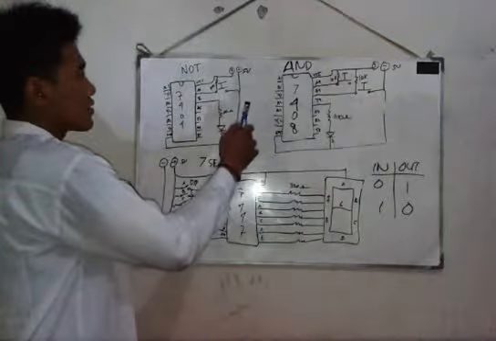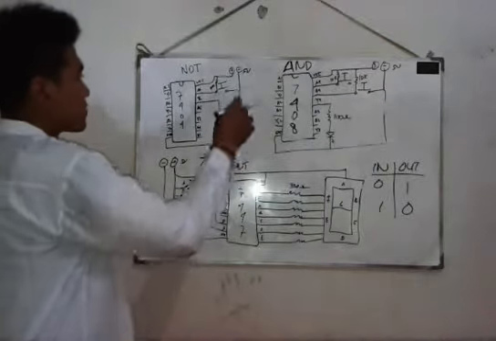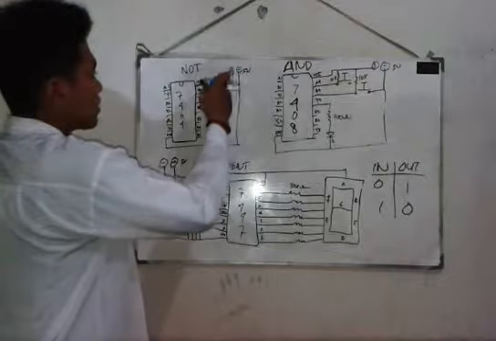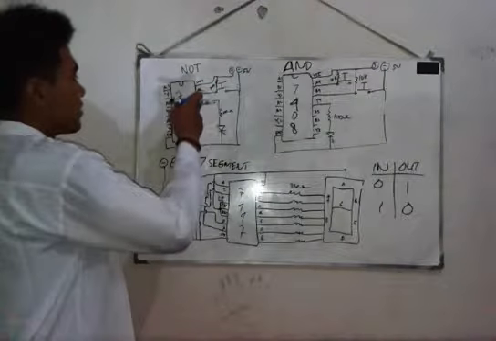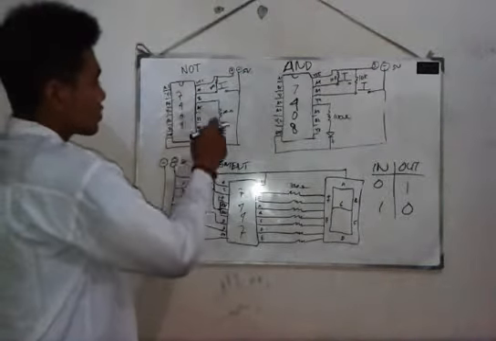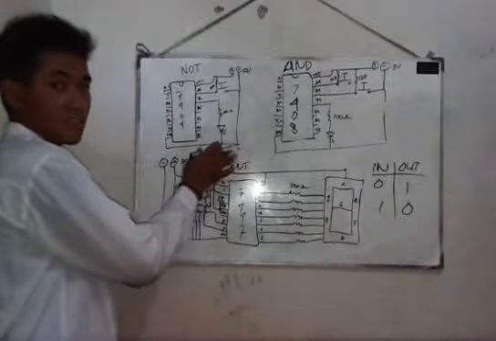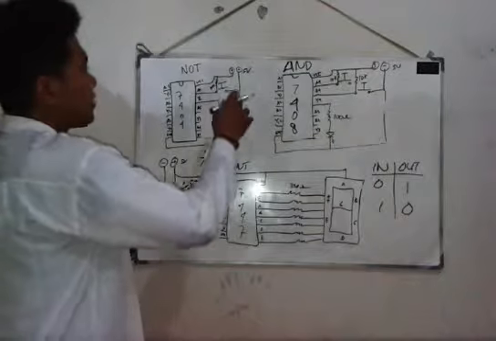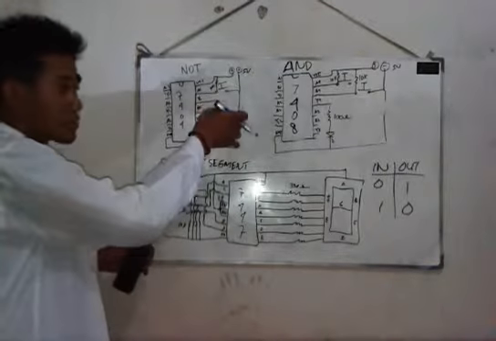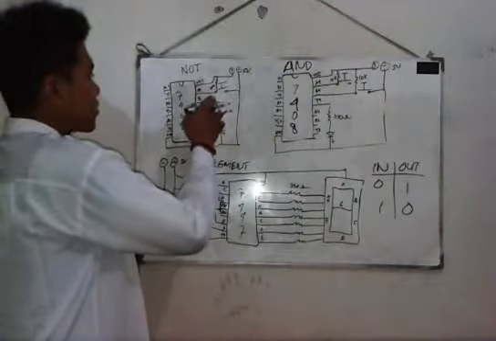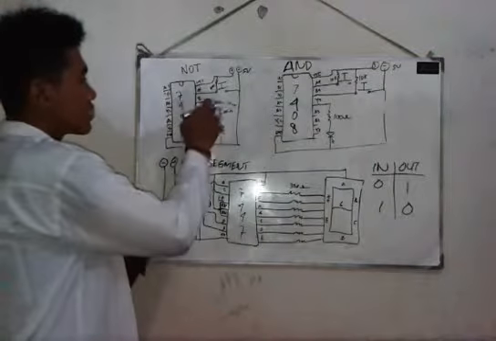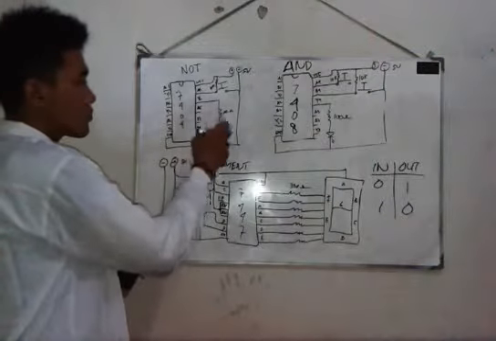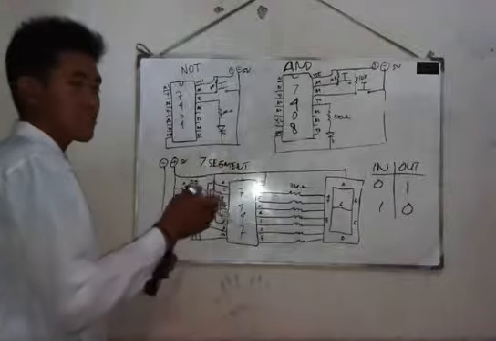If the source gets 5 volts, the input will be 1, the output will be 0, and the light is not lightning. When the push button is pushed, the input will be 0, the output will be 1, and the light is lightning.